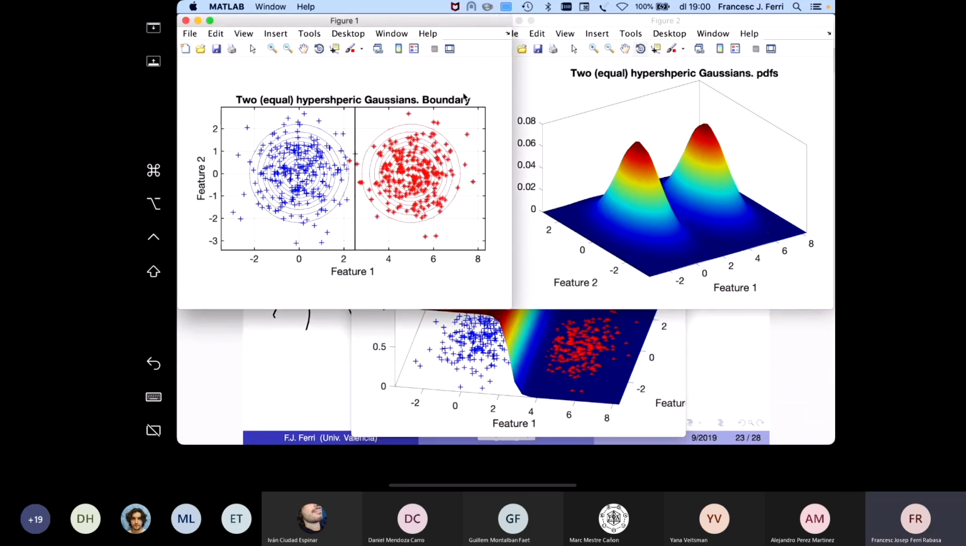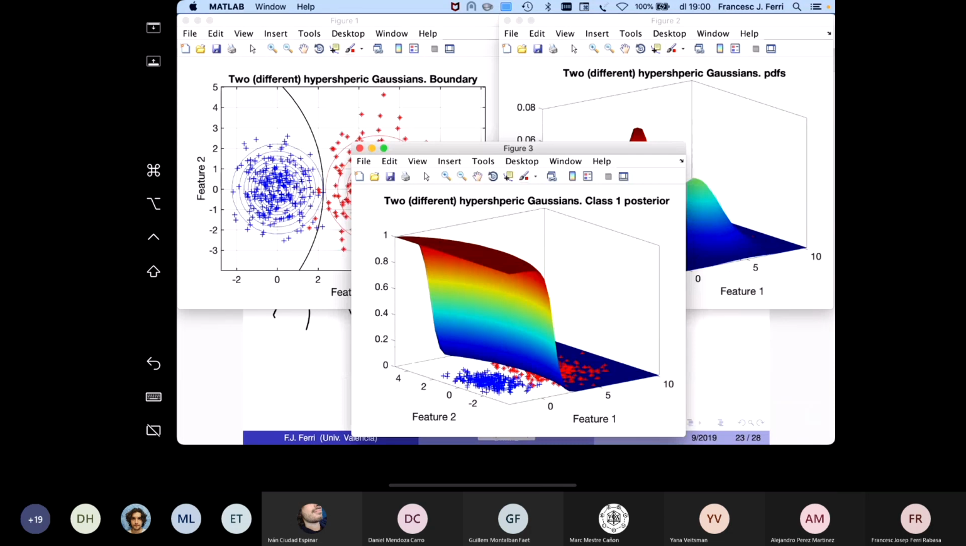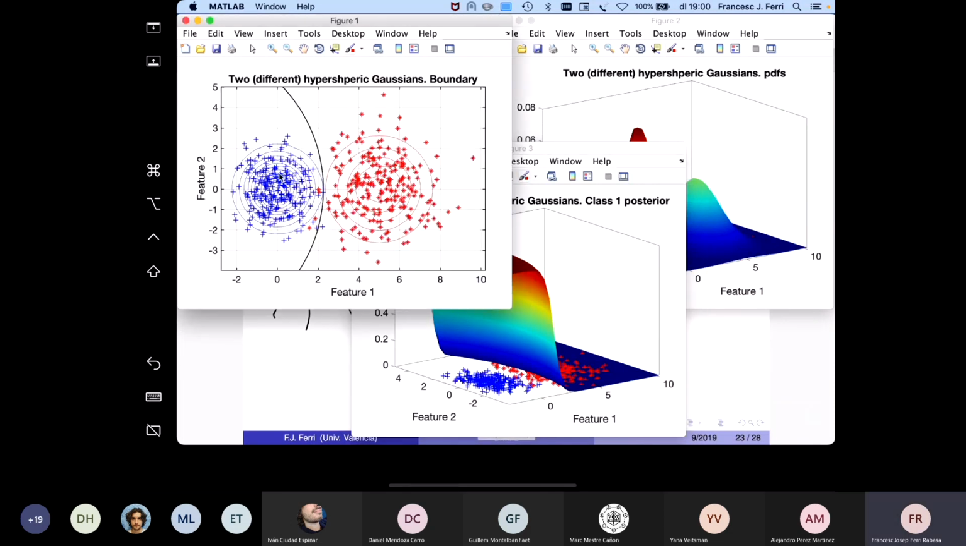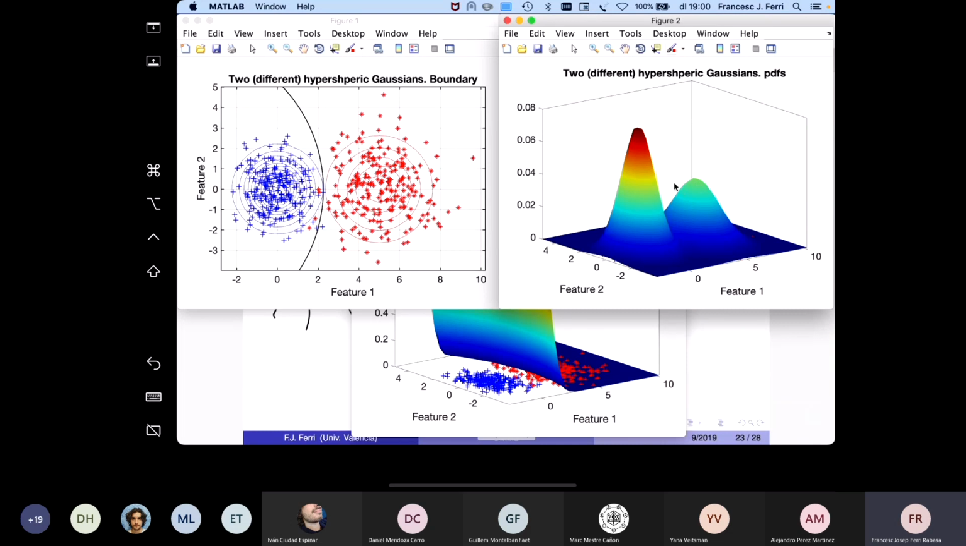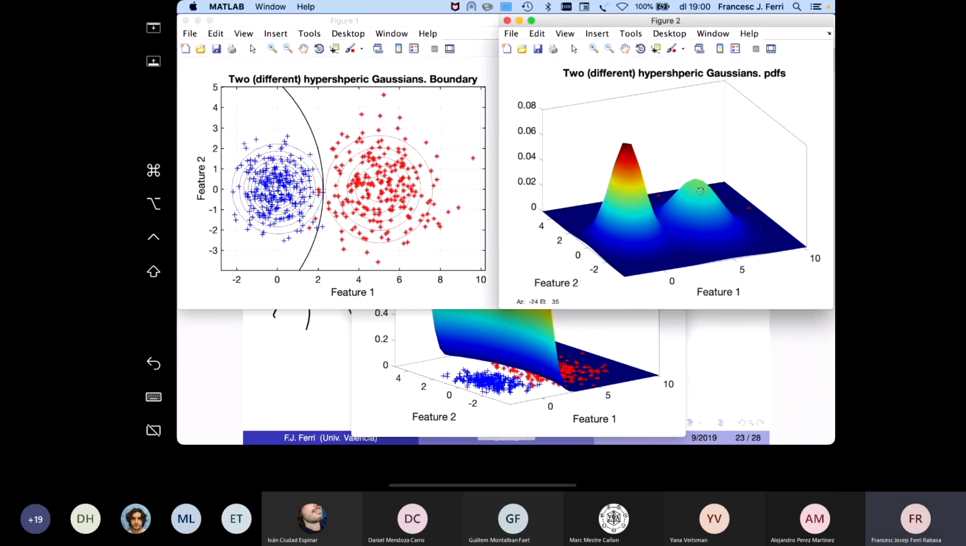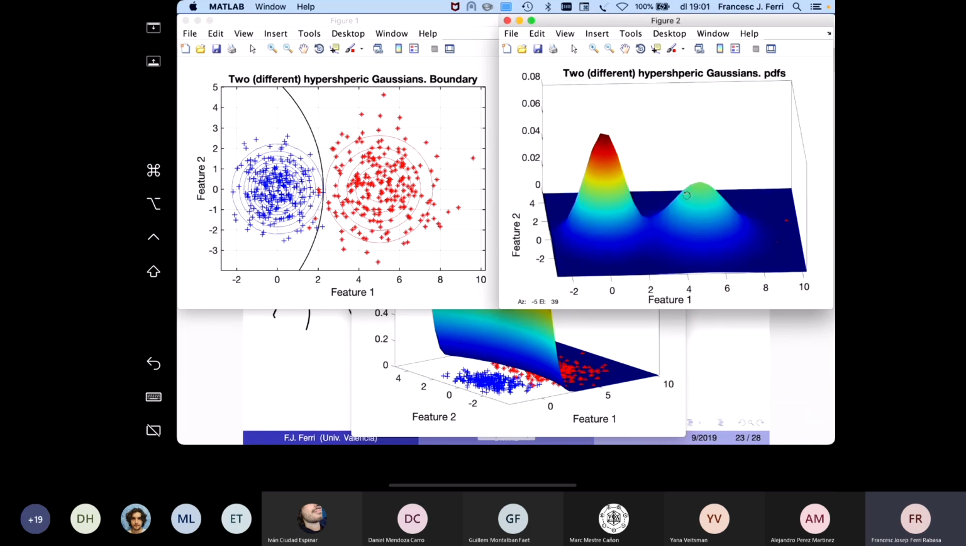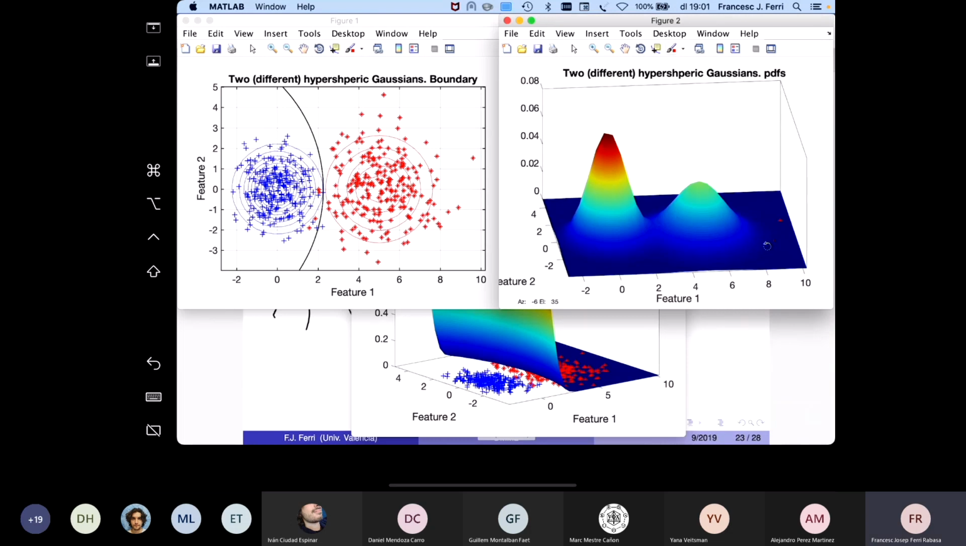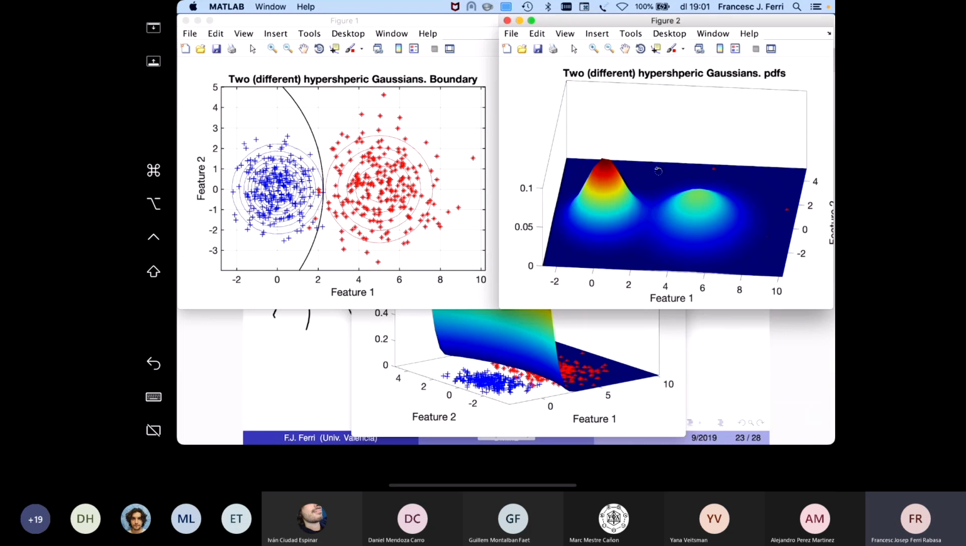Posterior, conditionals, data. For the hyperspheric case, we also have what happens if the Gaussians are hyperspheric, but the variances are different for both classes. Okay, you can go now to the slides and try to figure out what's happening. But I tell you, the boundary is quadratic. How does it look? Well, because one of the Gaussians is wider than the other, it also means that one is taller than the other. And correspondingly, the boundary gets curved around the narrow one, like this.